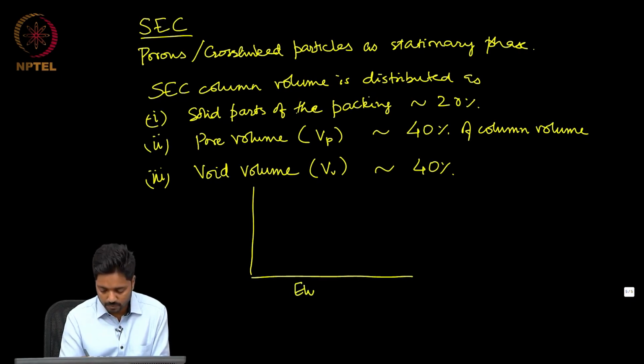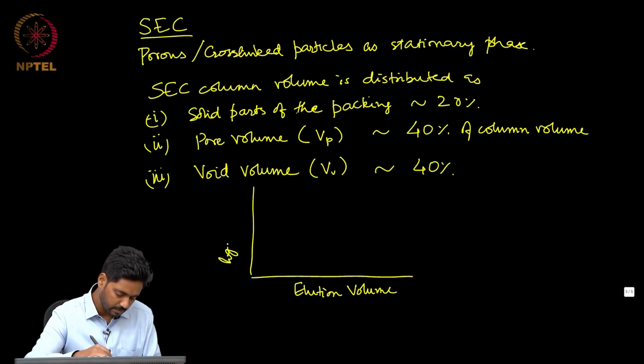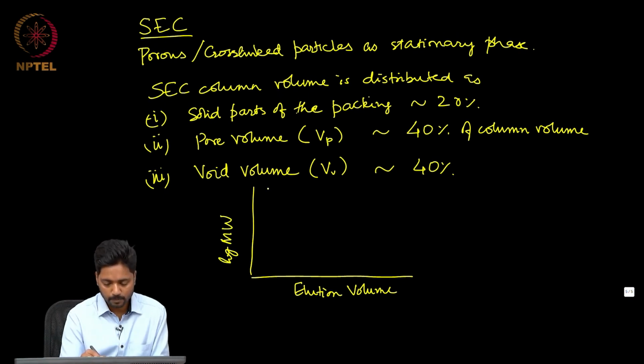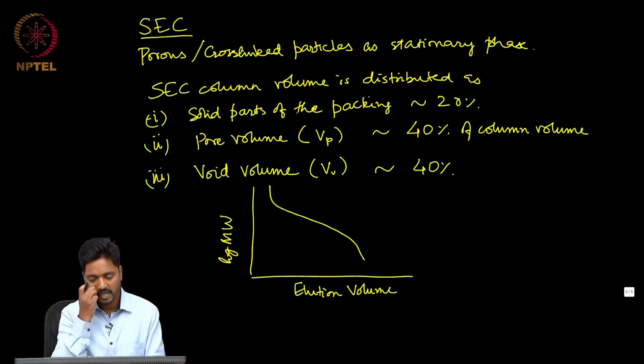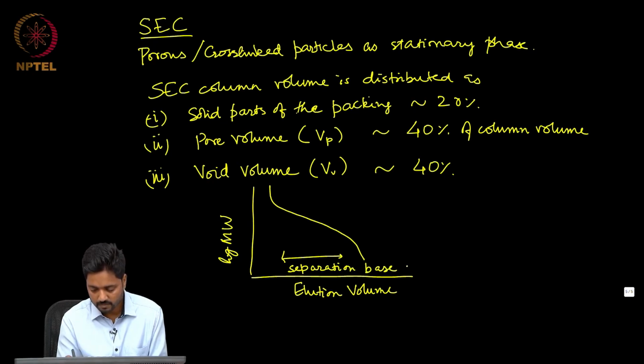So, when people plotted the elution volume versus the log of molecular weight of the polymer, they observe a profile which looks something like this, and it is this regime which is of interest to us, where actual separation based on size is happening.